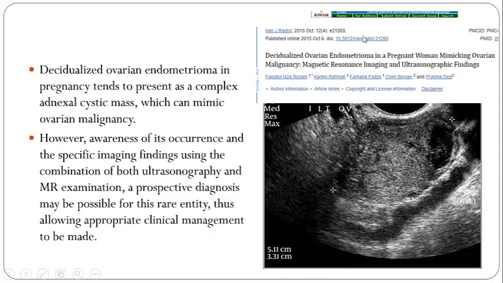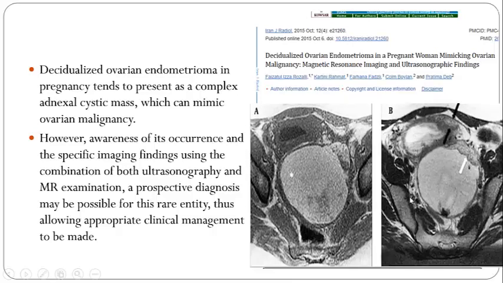And this is a paper for a decidualized ovarian endometrioma in a pregnant woman mimicking ovarian malignancy. And in this case, both magnetic resonance imaging and ultrasound was done. This was the ultrasound picture. It is solid and cystic, but here in this case, it is more solid than in our case. And this is the MRI.